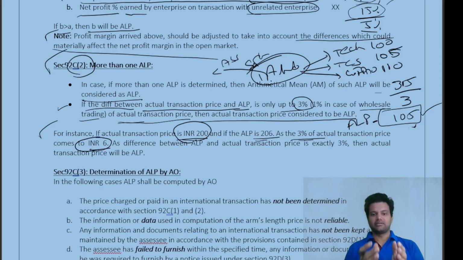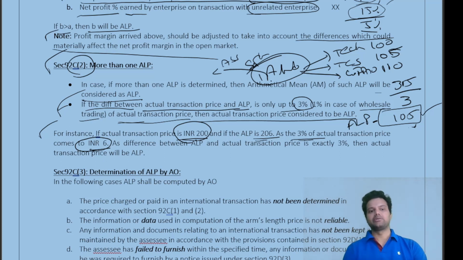So for this 200 actual transaction price, if the ALP after determination is 206 or below 206, then ignore the ALP determined. For only a 3% variance, you need not recalculate the income. There are some additional efforts involved. Re-verification is required to remove all these obstacles. What they said is, if the difference between the actual transaction price and the ALP is only 3% of the actual transaction price, here 3% you need to apply on the actual transaction price, not on the ALP, then the actual transaction price needs to be considered as arm's length price only. That is what point number 2 is about.